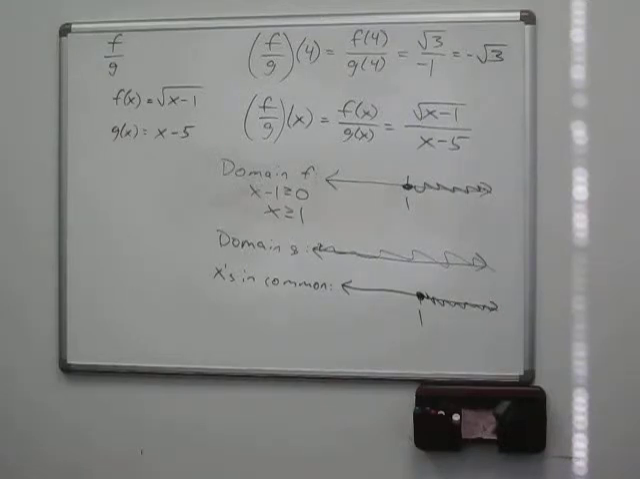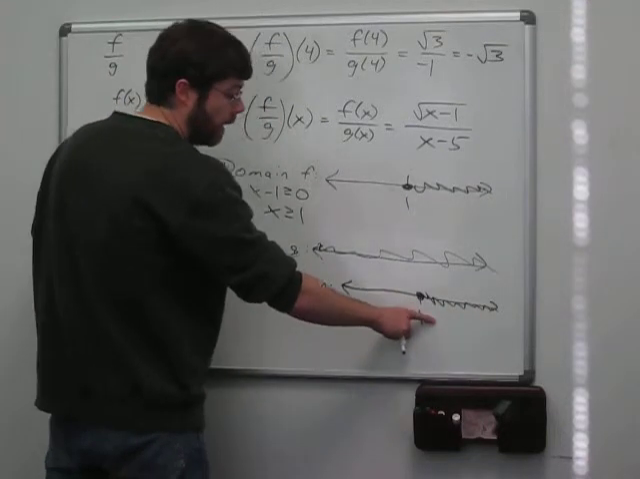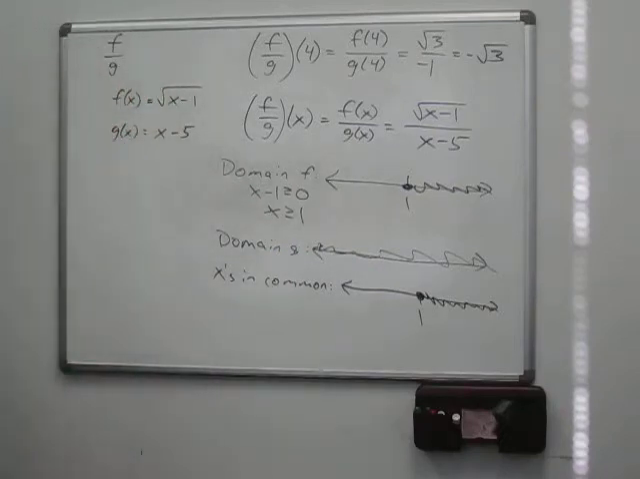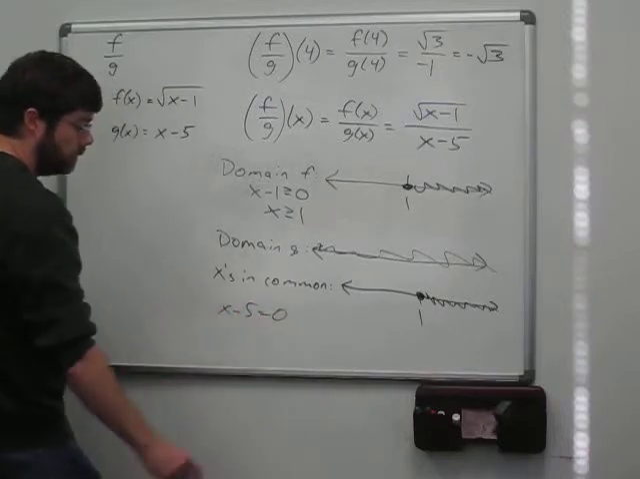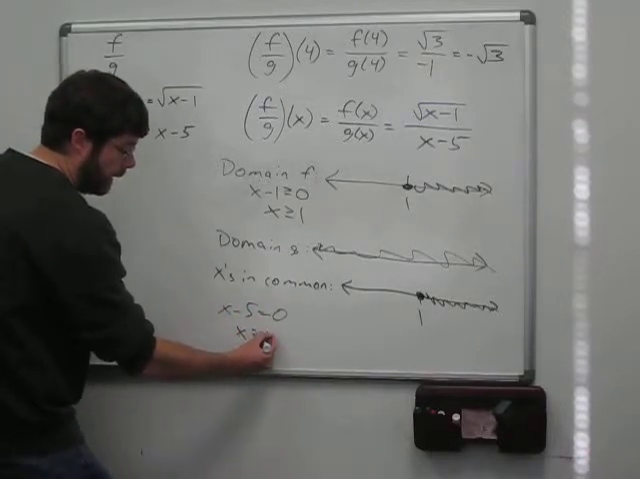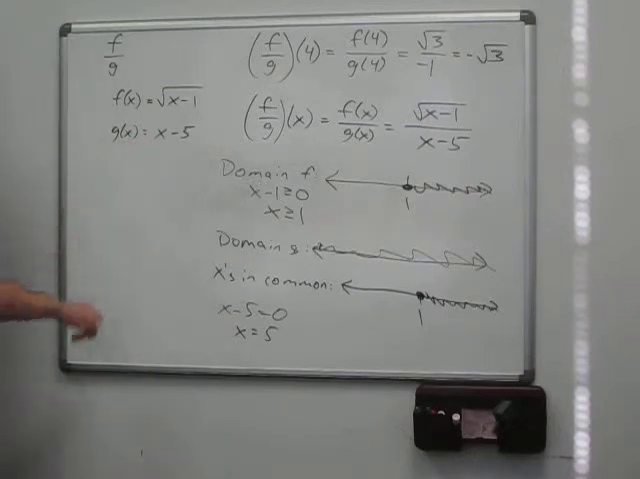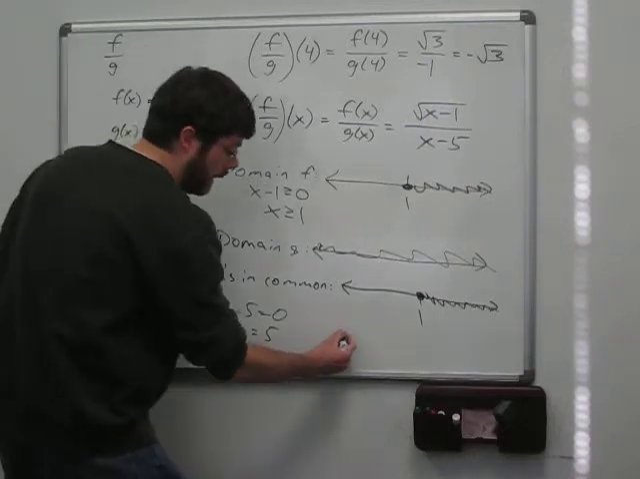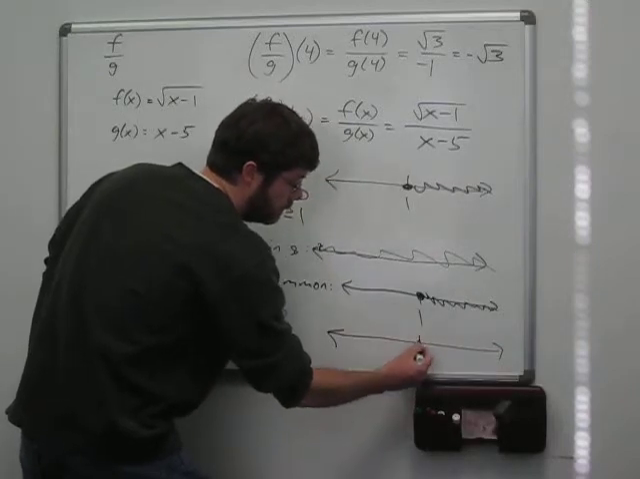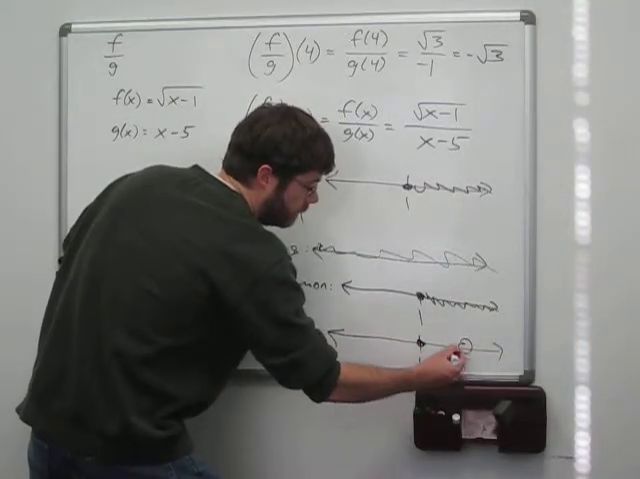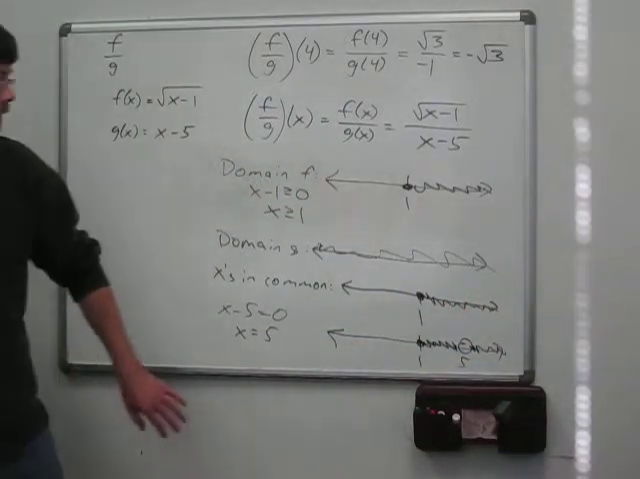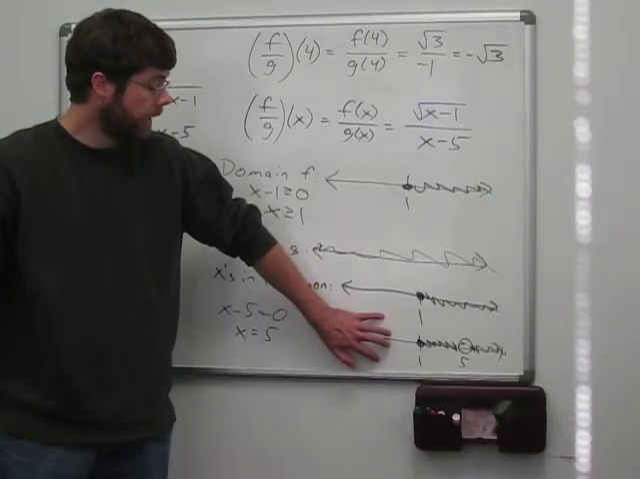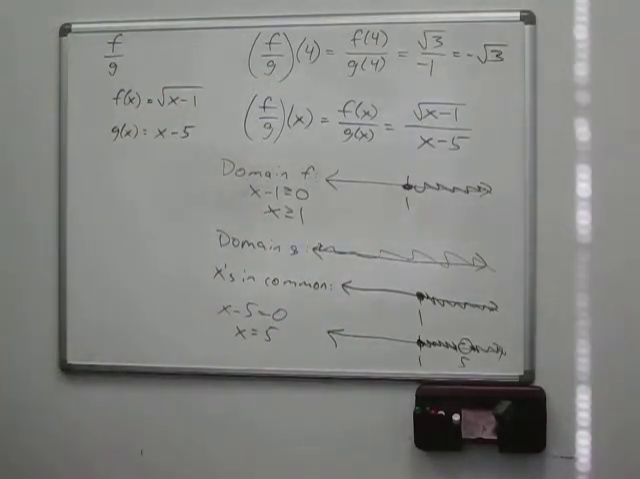From here, we need to throw out any x value from this graph that makes g of x equal to 0. So we're going to set g of x equal to 0. We find that x equal to 5 makes g of x equal to 0. We need to take that out. So I'm going to put a hole at 5 and leave the rest of the graph intact. So this is the graph for the domain of f divided by g of x.